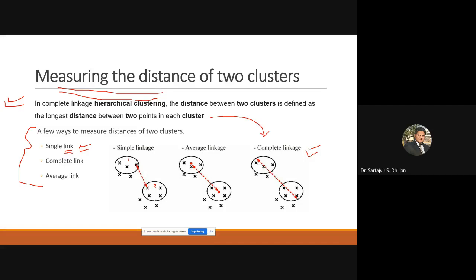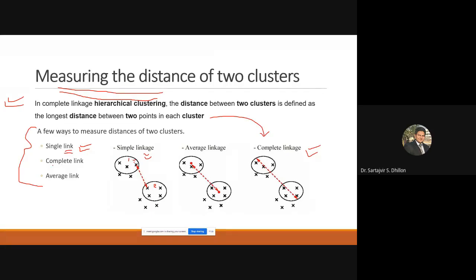So this x is very near to cluster one. For example, this x of cluster one is very near to the two. So we can say that we just have to assume these two x's and identify the distance between these two points. So if we are finding the distance by following the shortest path between the two clusters, then it is referred to as a simple link or a single link.